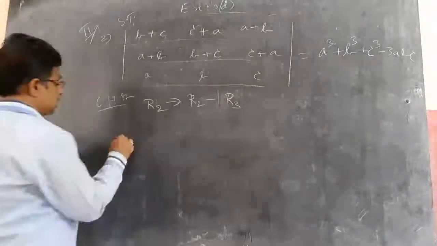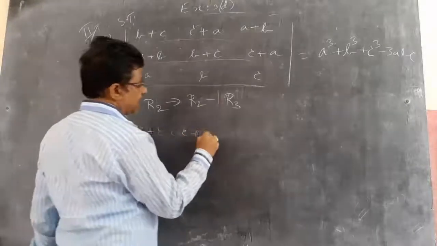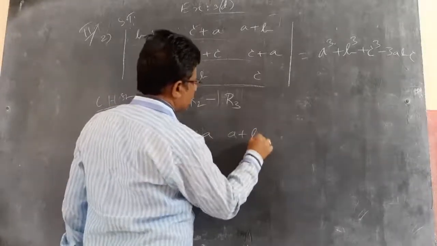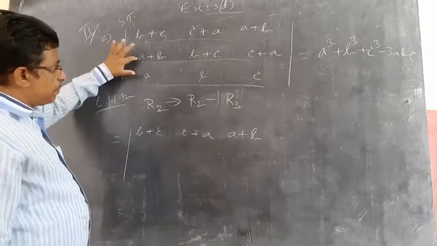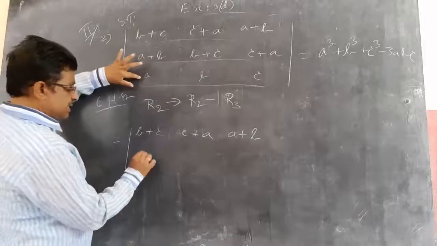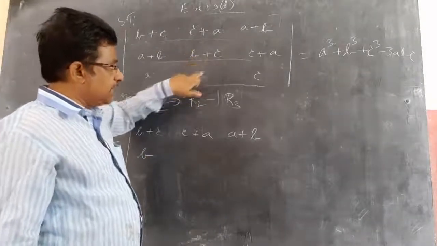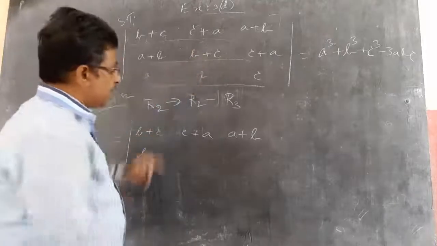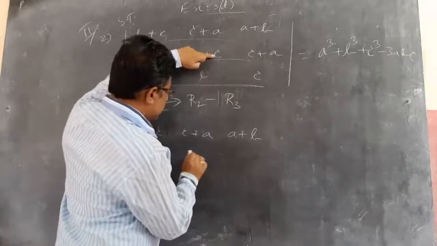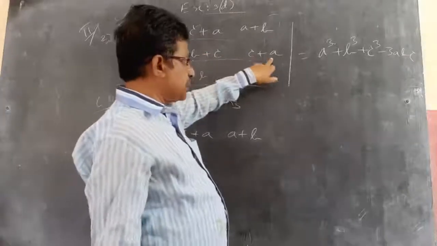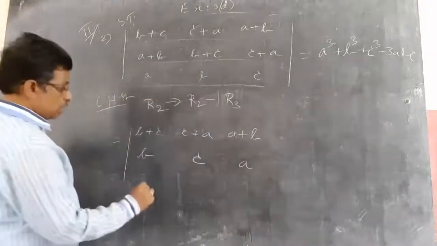R2 tends to R2 minus R3. The first row stays as it is: B plus C, C plus A, A plus B. In the second row, A plus B minus A, A cancels, left out is B. B plus C minus B, B cancels, C left out. Next, C plus A minus C, C cancels, A left out.